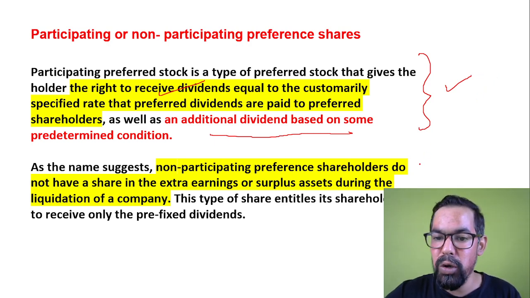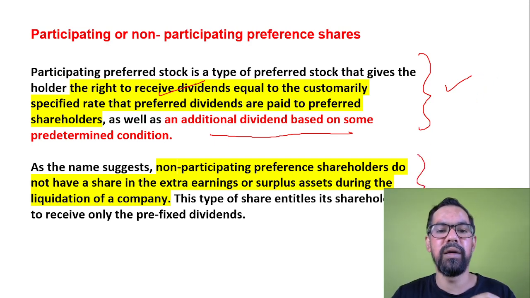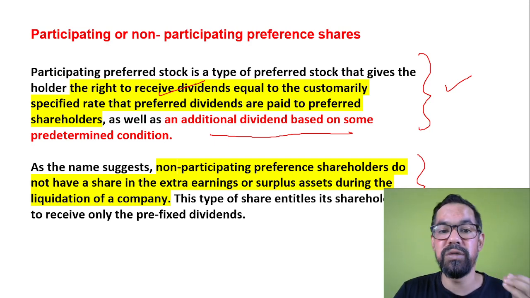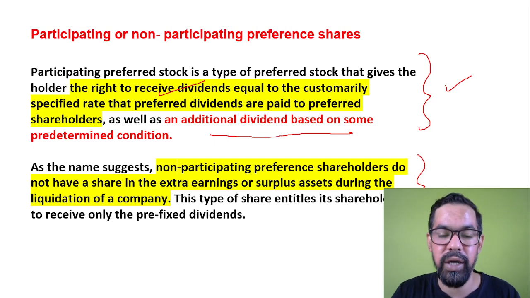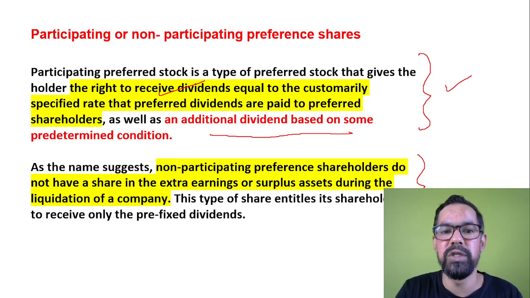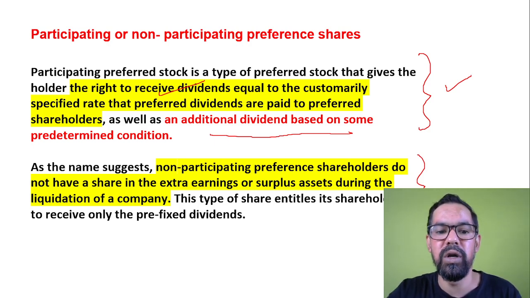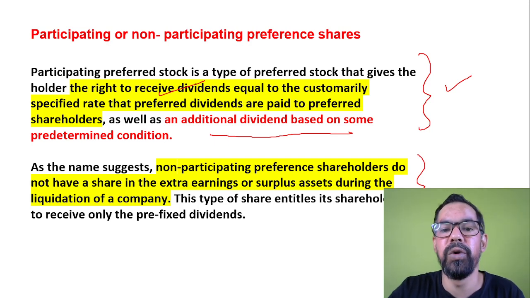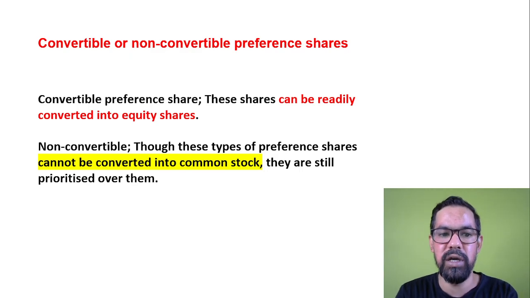But in the case of non-participating, it is simple. Whatever profit is made by the company, your dividend ratio is predetermined. It can be 8%, it can be 7%, 5%, whatever is decided by the management of that particular company. Okay, so hope this is clear.